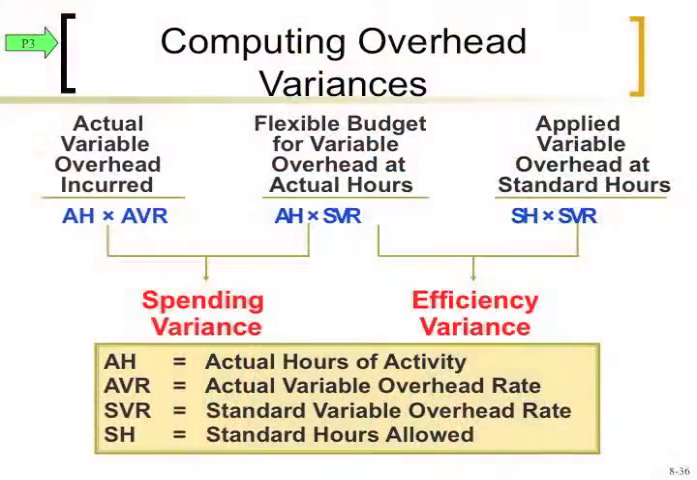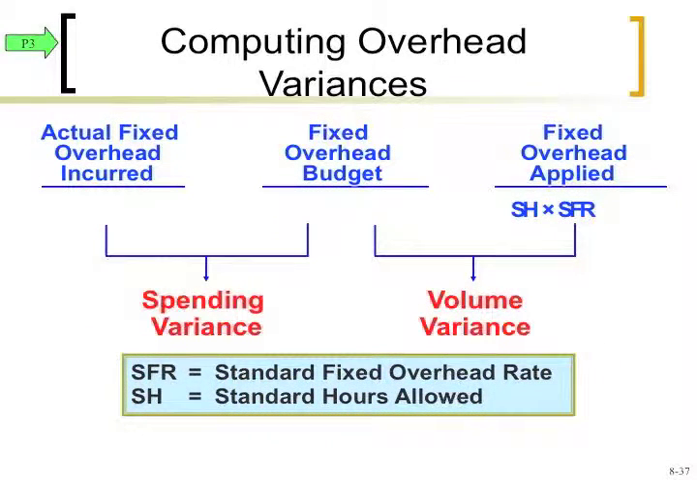Chapter 2. So if we then move to slide 36, what you'll see is, again, we have the actual variable overhead incurred. So in overhead, we have the actual costs on the left, the flexible budget in the center, and the standard on the right. And then if we look at slide 37, we have our final variance of the fixed overhead, which is a slightly different three-column approach. We have our actual fixed overhead on the left, our master budget in the center, and our flexible budget on the right.